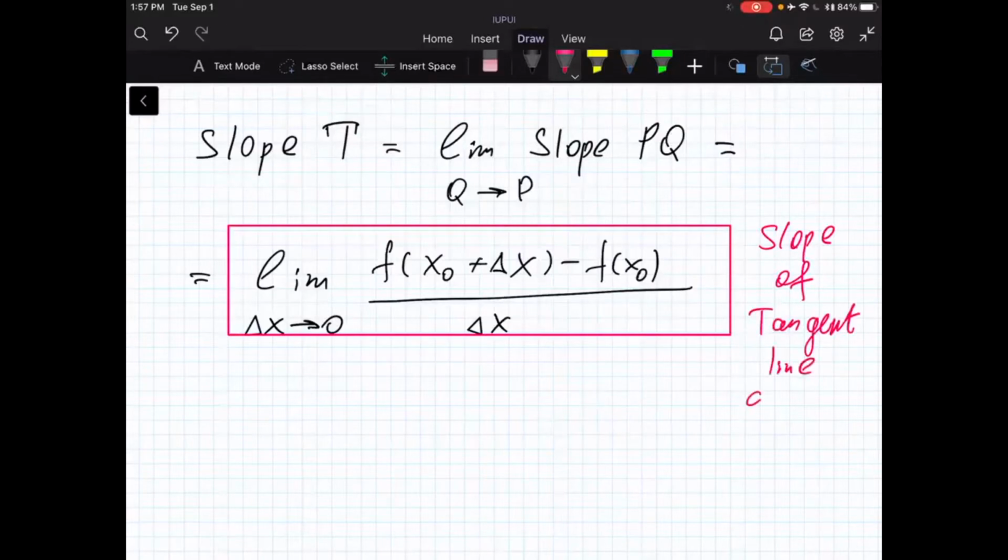at point P that has coordinates x0, y0. Okay, and here are some notations.